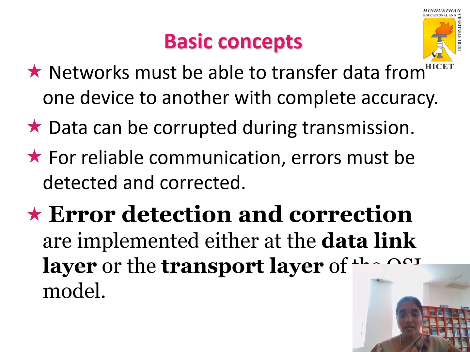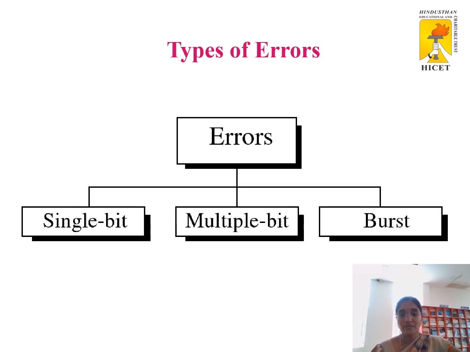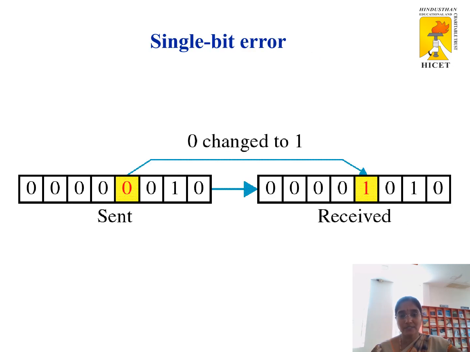But when any corruption happens during transmission, there must be some reliability in transferring our data. So the methods introduced for reliable communication are error reduction and correction methods, which are implemented in the data link layer or in the transport layer of the OSI model. Here are the different types of errors: single bit error, multiple error and burst errors.